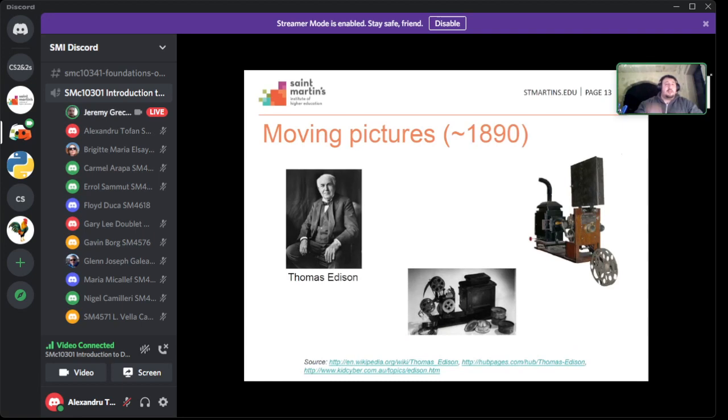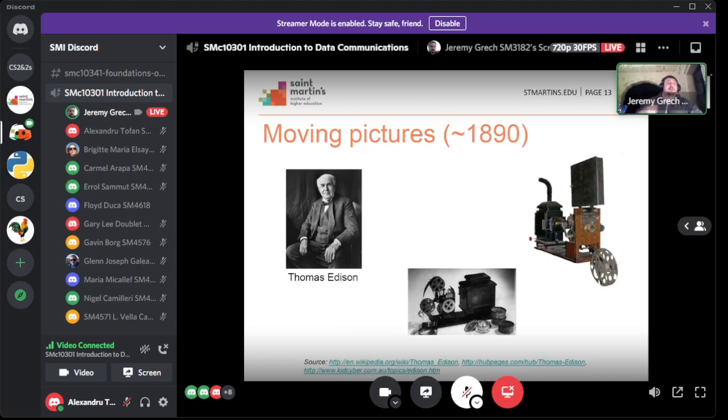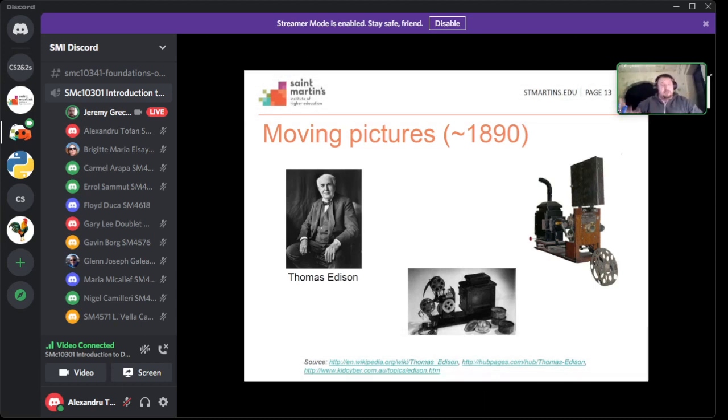Moving forward, in 1890, you get Thomas Edison, who invented, or found a way rather, to showcase moving pictures, amongst other inventions that Thomas Edison is famous for. Essentially, he gave rise to the notion of the movie theater: being able to showcase a series of images one after the other, all slightly different from one another, in order to give us the perception, the illusion of motion.